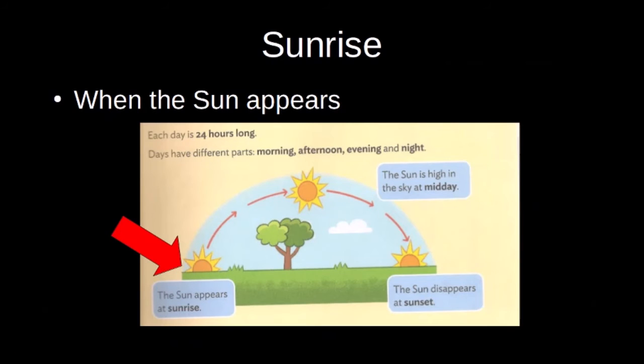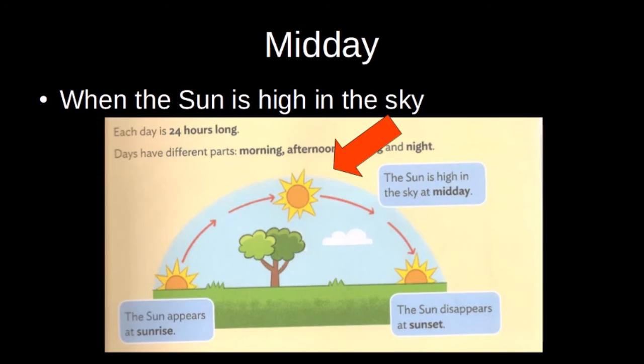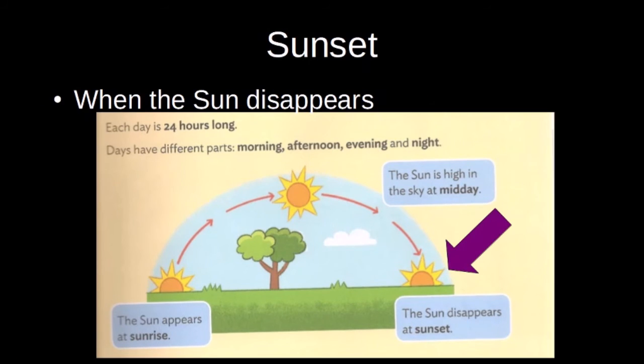So the sun starts at sunrise. That's when it appears. Midday, when the sun is high in the sky. And when the sun disappears, we call that sunset. So every day, we see the sun rise, go up to midday, and then the sun sets.